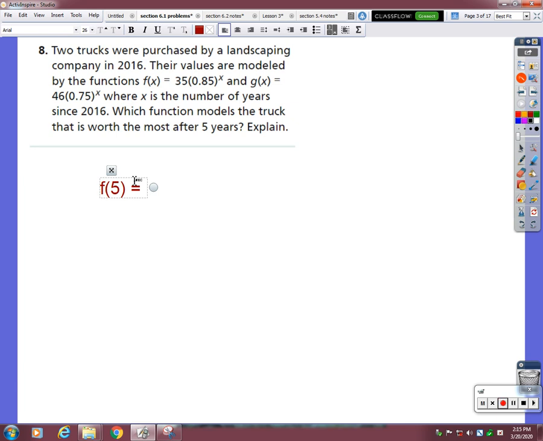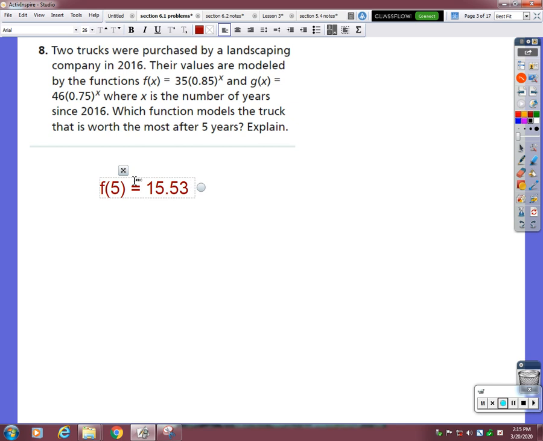So if I go, sorry, this is very awkward. If I go 35 times 0.85 to the, what do we want? 5 years? Okay, 5 years. That truck will be worth 15.53. Assuming we're thousands of dollars again. They're not really doing a good job of making that clear.